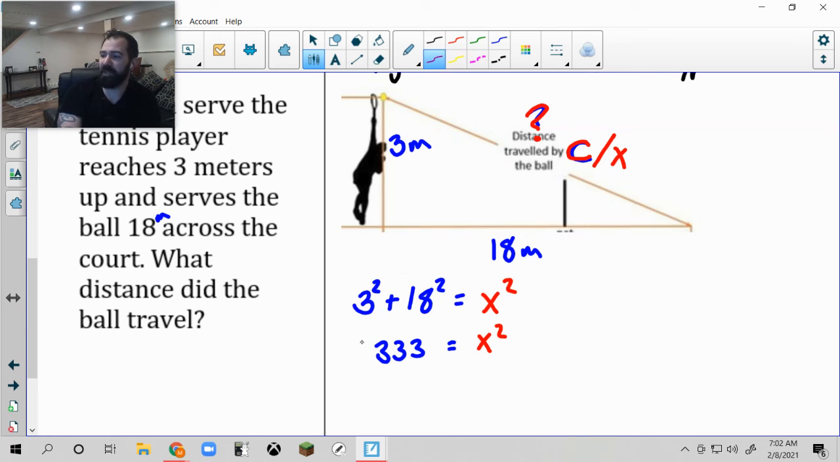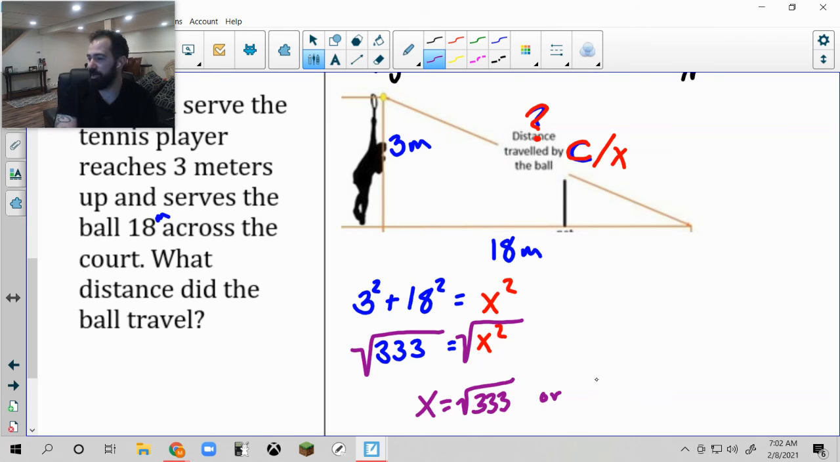Then we need to do a last step, like we always do, which is take the square root of both sides. Well, 333 is not a perfect square, so we are not going to be able to have the exact measurement. We're going to say x equals the square root of 333. If you want to know how far that is approximately, you could say that is approximately 18.2 meters. And that's it. All done.